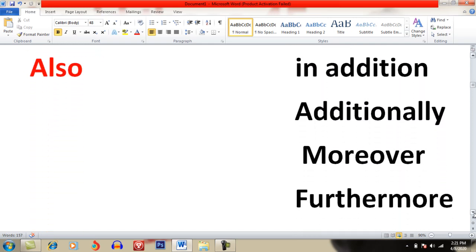"Also". So instead of "also" you can use "in addition", "additionally", "moreover" and "furthermore". So do not use the word "also" in IELTS writing, try to use these transitions: "in addition", "additionally", "moreover" or "furthermore".